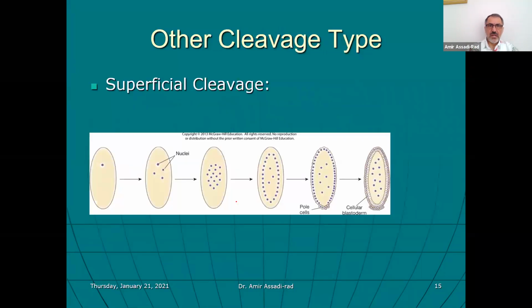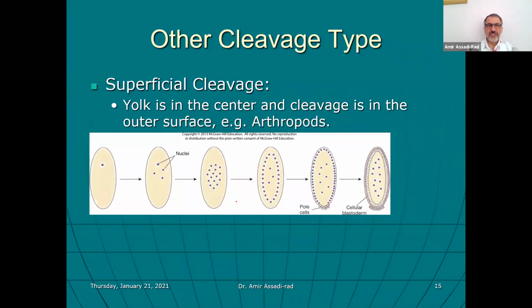And then there is one more, called superficial. Yolk is in the center and the cleavage is on the outer surface of the animal. Here is a zygote or parthenogenesis in most cases. The arthropods are like that. We are talking about arthropods, you have to make it insects. Then the cells divide and divide and divide, and eventually they form around, like that.